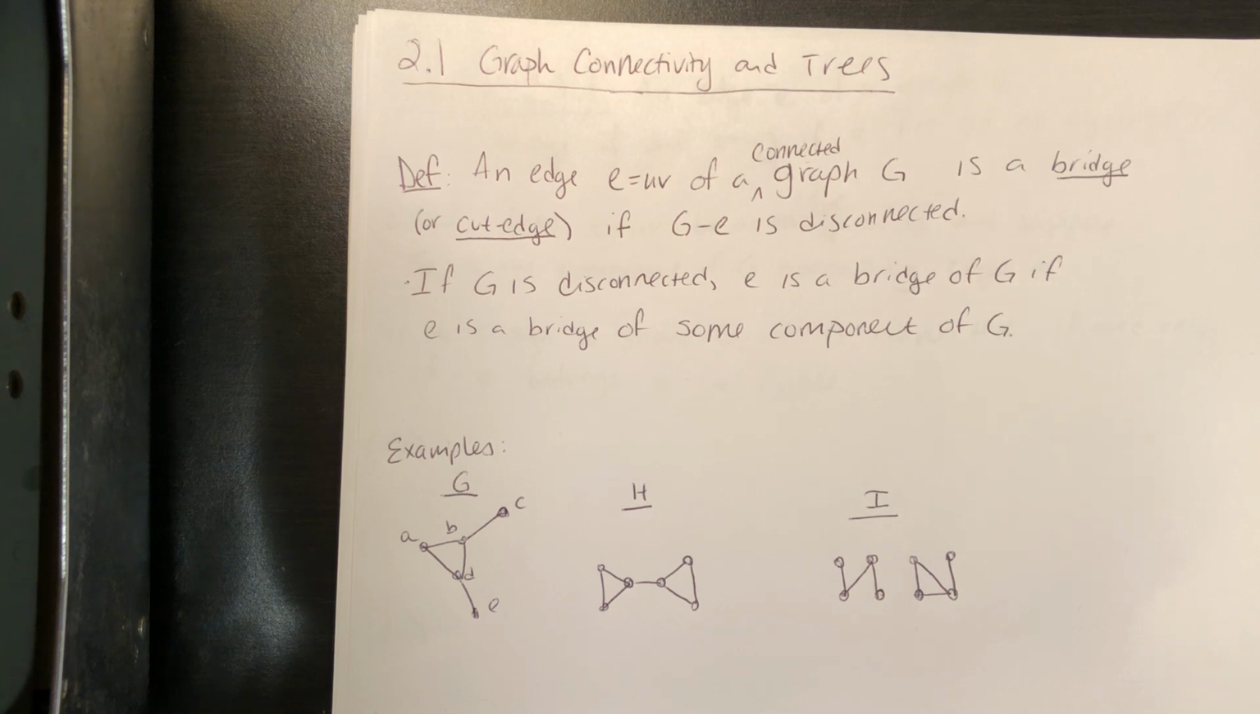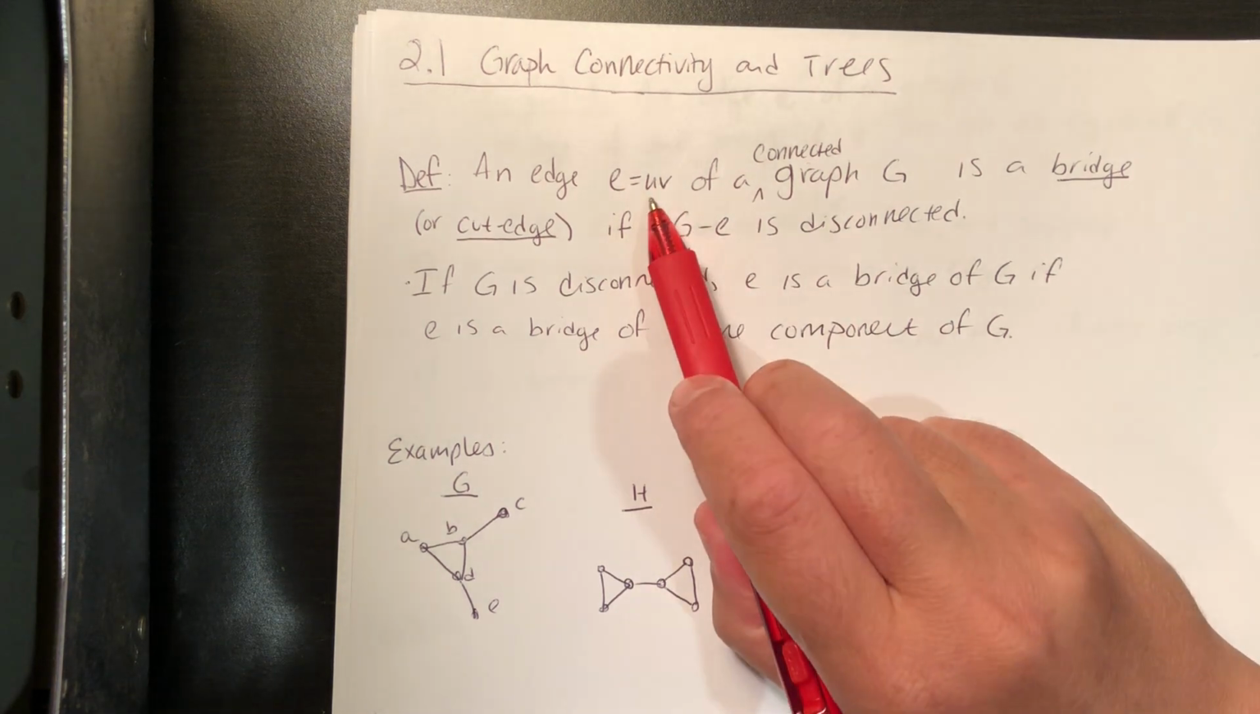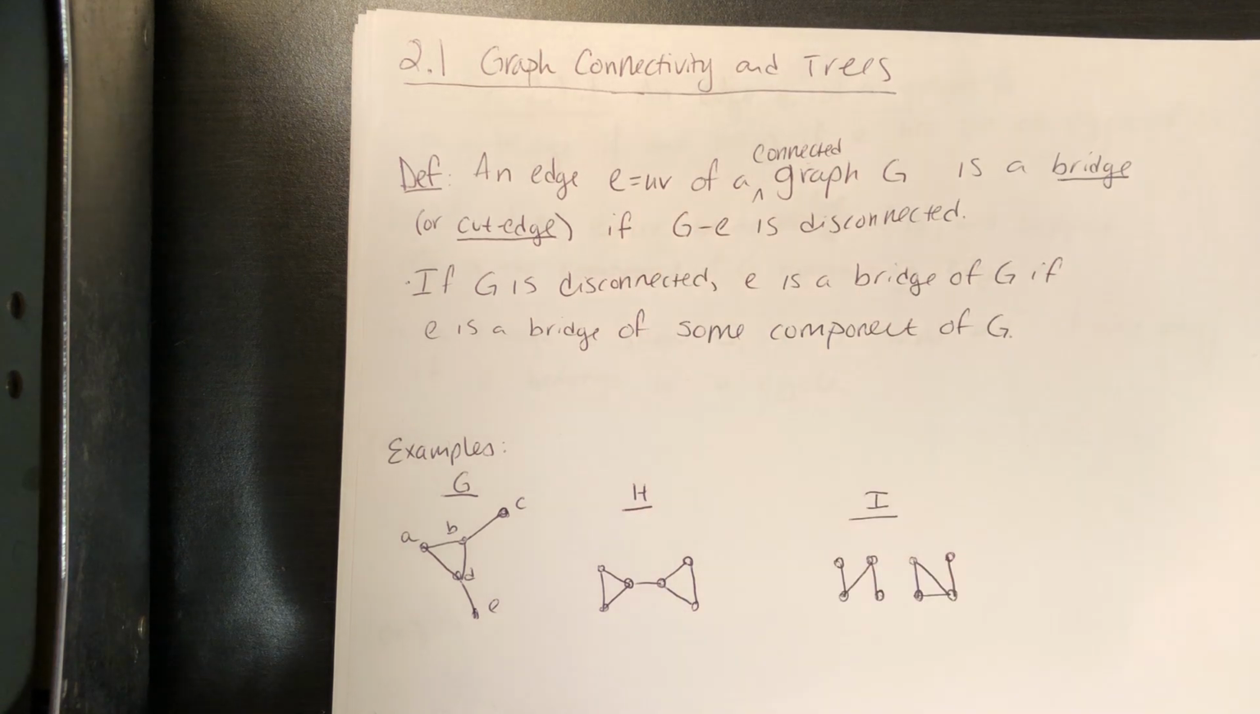So first, let's define what a bridge or a cut edge is in a graph. We say that an edge E, which is the edge connecting vertex U to vertex V, of a connected graph G, is going to be called a bridge, or sometimes called a cut edge, if G minus E is disconnected. In other words, if you took out just that single edge, not the endpoints U and V, just the edge itself, the remaining graph is disconnected.